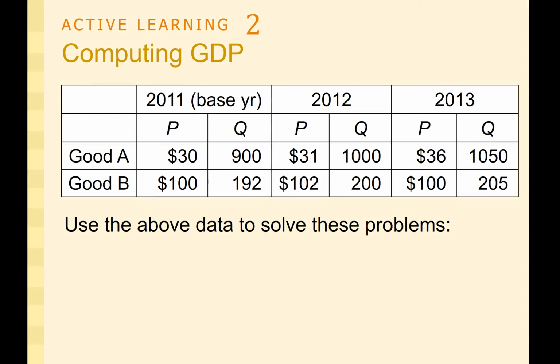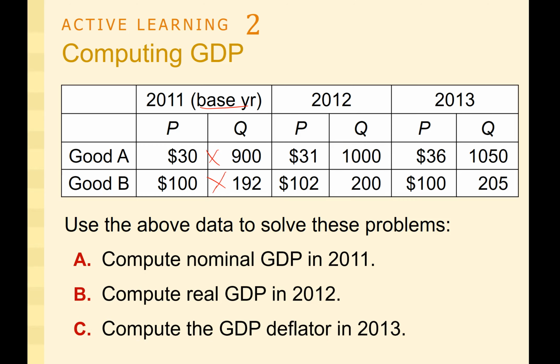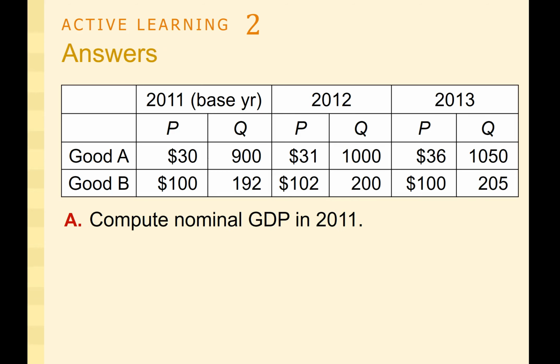Another opportunity to practice computing GDP, and they want you to use the information given to solve some problems. The first one is compute nominal GDP in 2011 and compute real GDP in 2012. And they tell you that 2011 is the base year. Nominal GDP, of course, is going to be price times quantity, and that's going to be in current year prices. So pretty manageable. Oh, by the way, Part C asks you to compute the GDP deflator in 2013. So here we go. We'll go through all that.